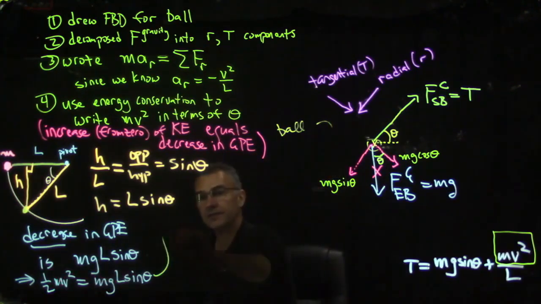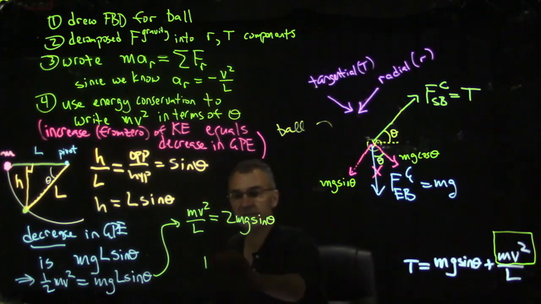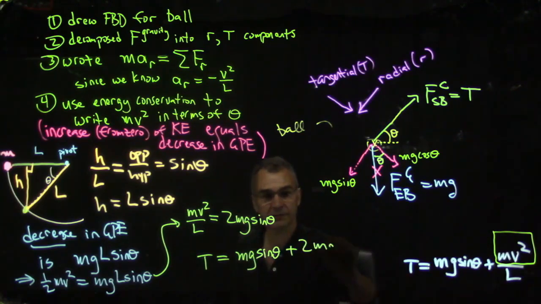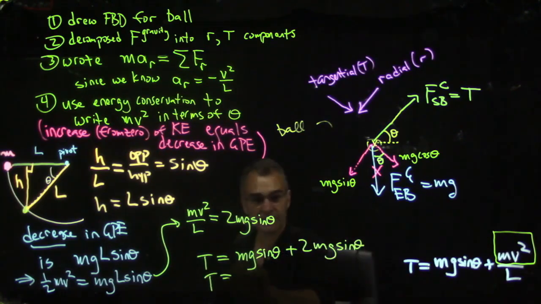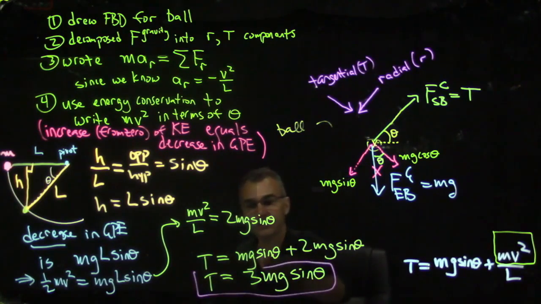So this line tells us that mv squared over L must equal 2 over L times this expression, and 2 over L times this expression is 2 mg sine theta. So that gives us that the tension equals mg sine theta plus 2 mg sine theta. Tension equals 3 mg sine theta. Whoa, so that was pretty tricky. So the tension that we get is 3 mg sine theta.